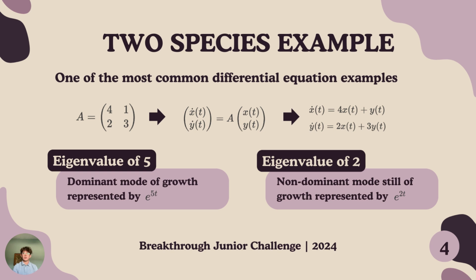That is just pulled from our matrix though, and looking at our eigenvalues, we get even more data. The eigenvalue of 5 represents a dominant mode of growth represented by e to the 5t, which is a pretty steep growth. Whereas the eigenvalue of 2 represents a non-dominant mode of growth, which is represented by e to the 2t. While the matrix showed that both of these populations are going to grow, this shows how fast they're going to grow.